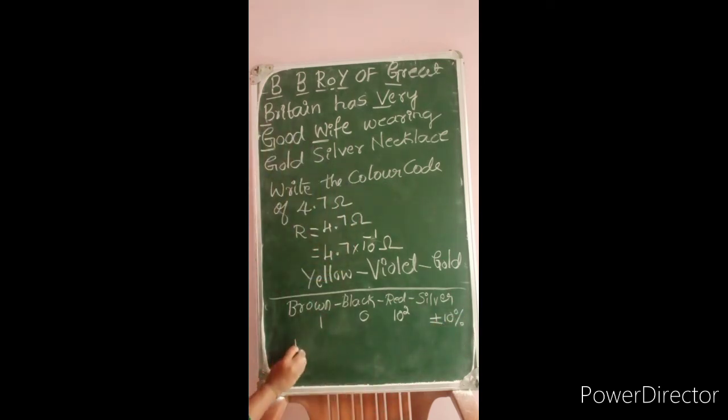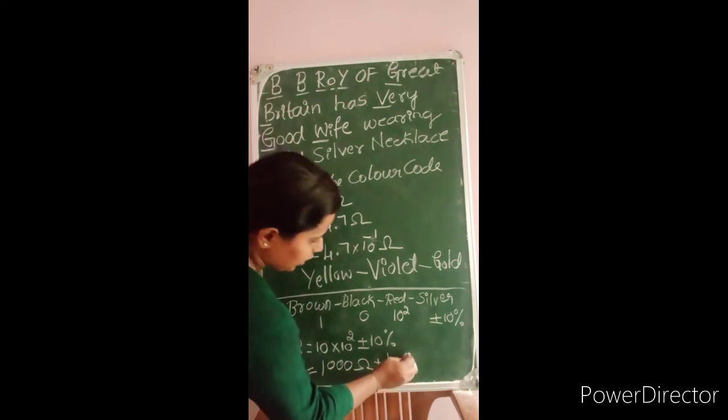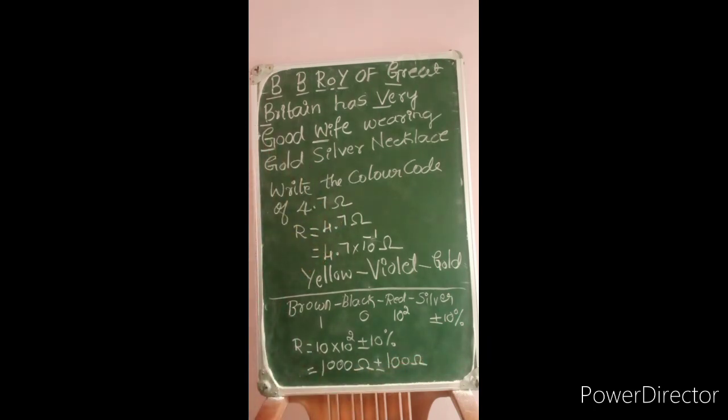Right. It becomes R is equal to 10 into 10 raised to 2 plus or minus 10%. 10 into 10 raised to 2 means it becomes 100. That is equal to 10 into 100 is nothing but 1000 ohm plus or minus 10%, or we can write this one as plus or minus 100 ohm. This is how you have to write the color code for a given resistor, and also you can write the resistance value when you are given already the R value here. R value is given, you can write the color code, or you can write the resistance using the color code. Both the conversions you should remember. Either of these will be asked for the examination.